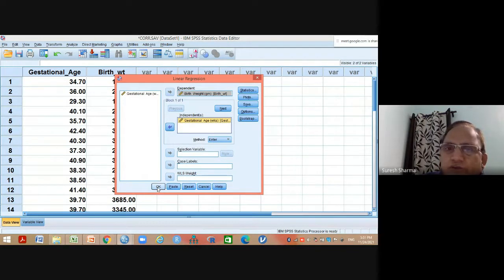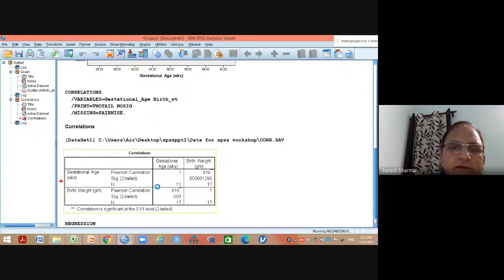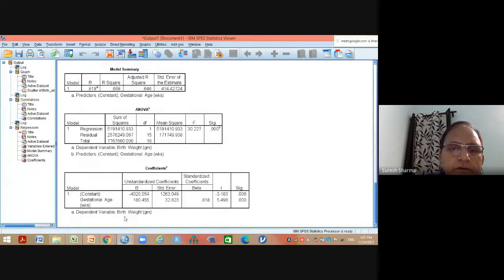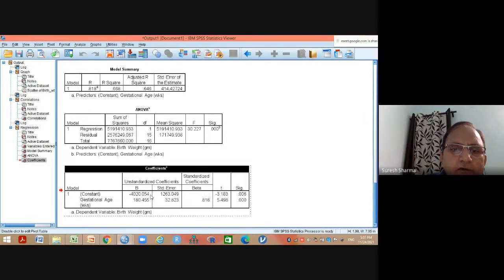And you will get an equation, that is the equation which I have shown you in the PPT. Y is equal to B0 plus B1x, and B0 and B1 get estimated from this data. Let's see their estimates. So this is your estimate of B0, minus 4020 point this. This is the estimate of B1. So how to form an equation?